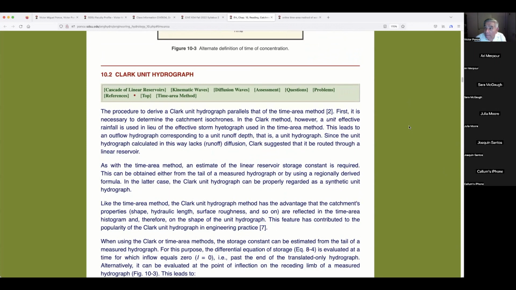Who is Clark? Clark was a gentleman working for the Army Corps of Engineers in the 1940s, and he was charged with doing all kinds of hydrologic calculations. It was at that time that the Army Corps was very busy building the large dams in the United States. Most of the large dams were built from the 20s to the 70s. It was a great period of dam construction, which allowed us to develop.